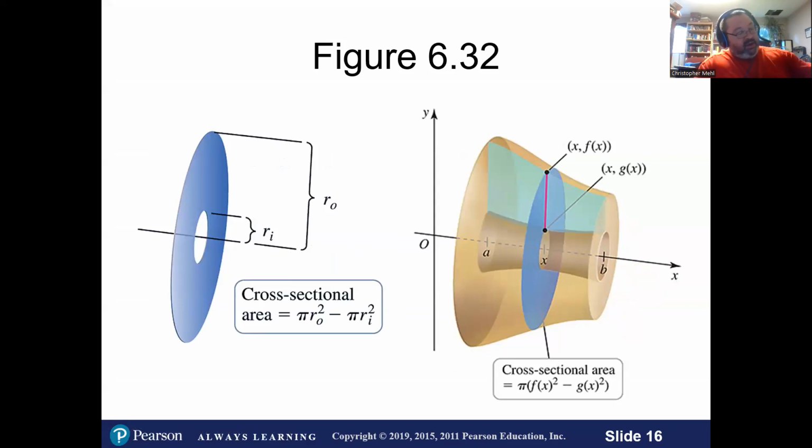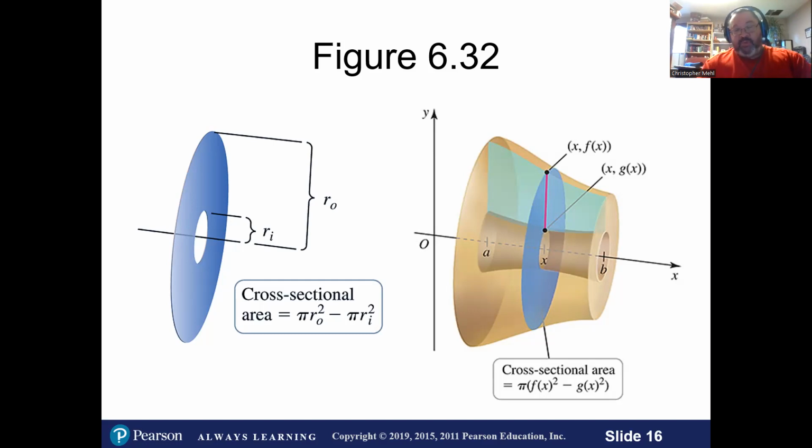So in that case, the cross-sectional area, if you're finding the area of this washer, there's an inner radius and an outer radius. And so what I do is I find the area of the whole thing, the outer radius, and then I find what the area of the hole would be, and I subtract that out. And so that's what our cross-sectional area is. So the outer radius is r sub O, the inner radius is r sub I. So the cross-sectional area is the area of the big disk, pi r sub O squared, minus pi r sub I squared for the inner, and that is our cross-sectional area.